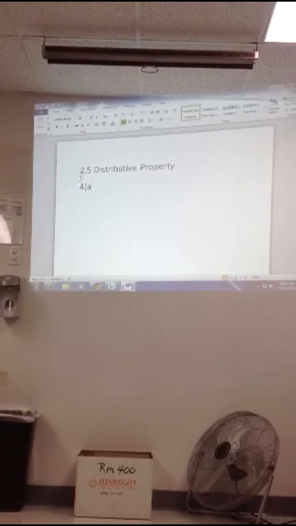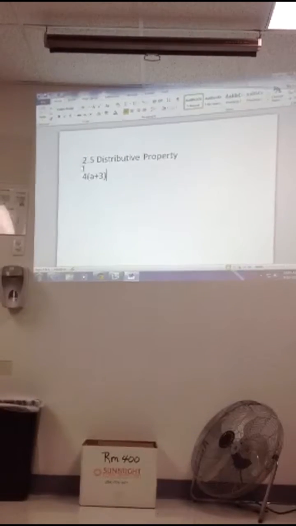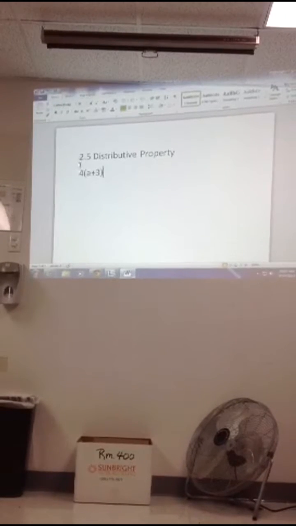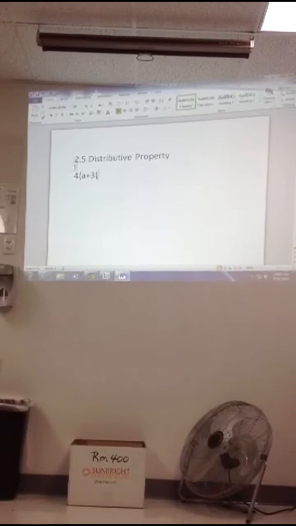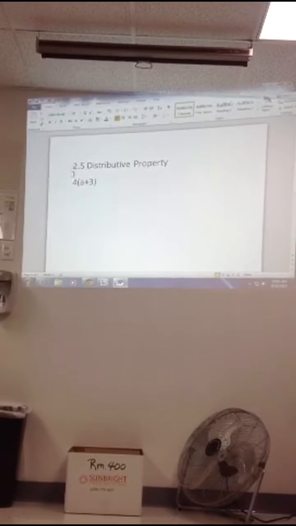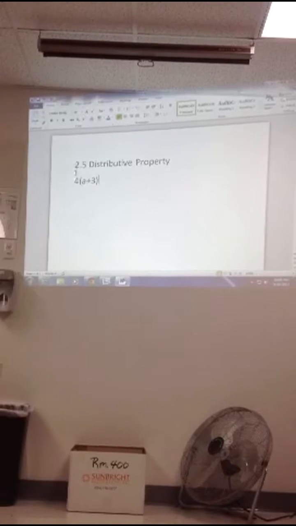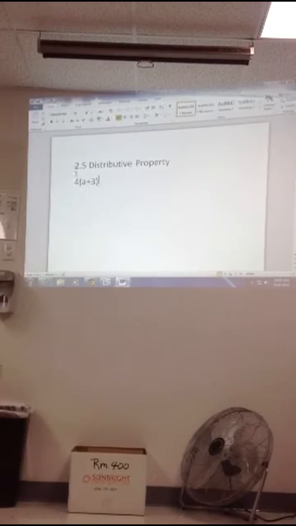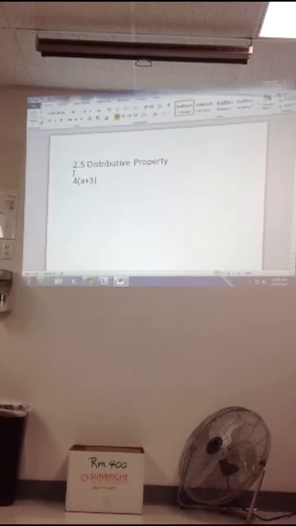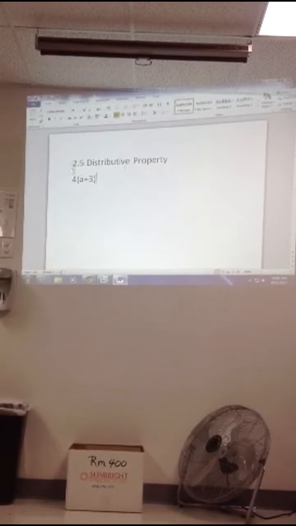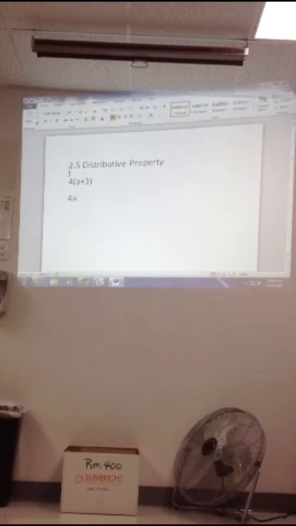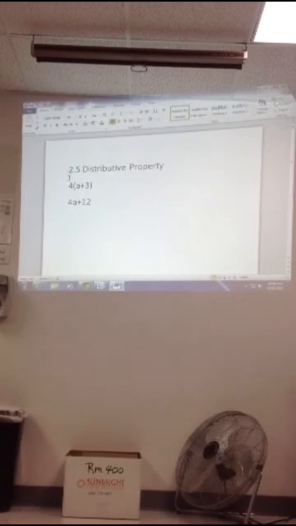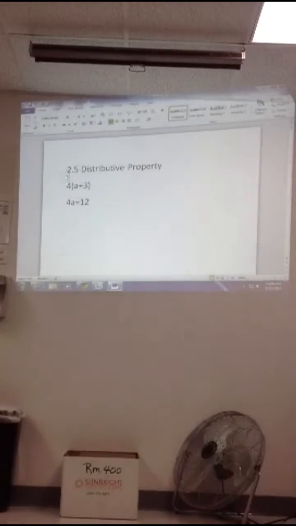4 times the quantity of A plus 3. What operation is going on between the 4 and the quantity? Multiplication, exactly. But what I have to do is distribute the 4 to everything that is inside that quantity, one at a time. What's inside the quantity? A and 3. So I've got to multiply the 4 times the A, and then the 4 times the 3. So 4 times A is what? 4A. And then 4 times positive 3 is? 12. Actually, we're going to say positive 12, so I know what sign goes in the middle. So when I distribute 4 over A plus 3, I get 4A plus 12.